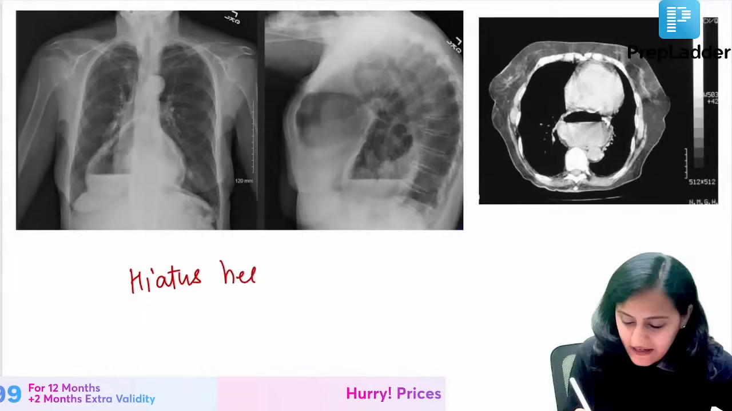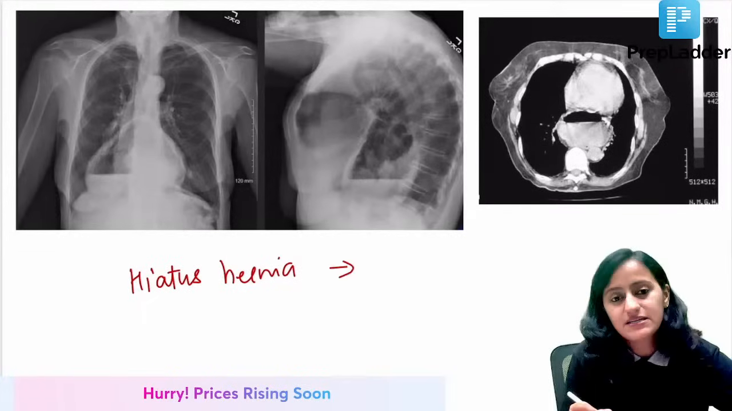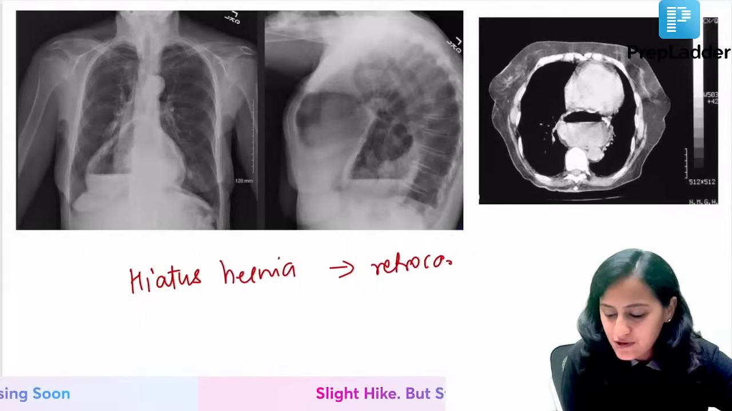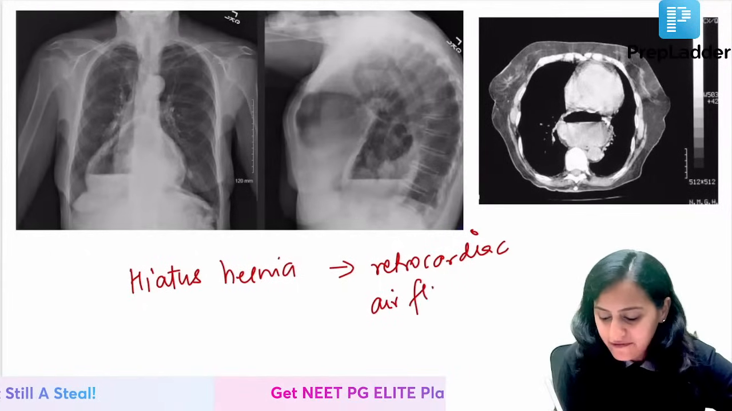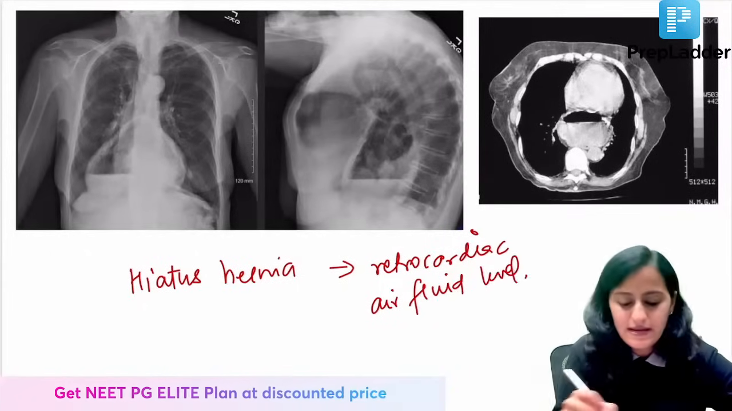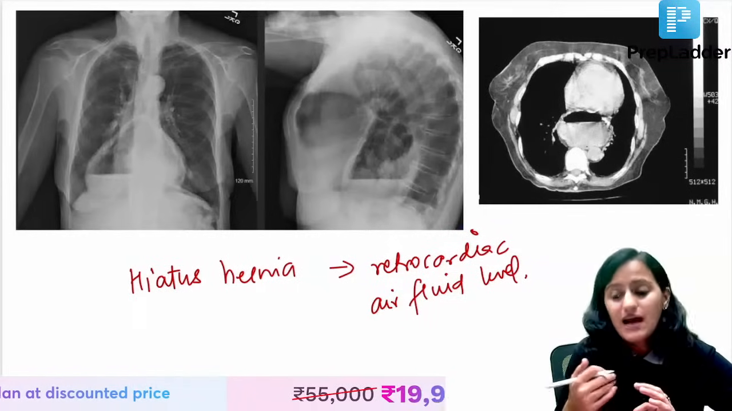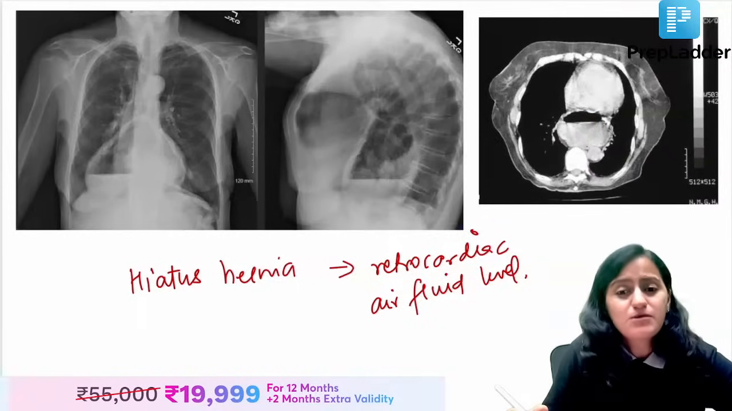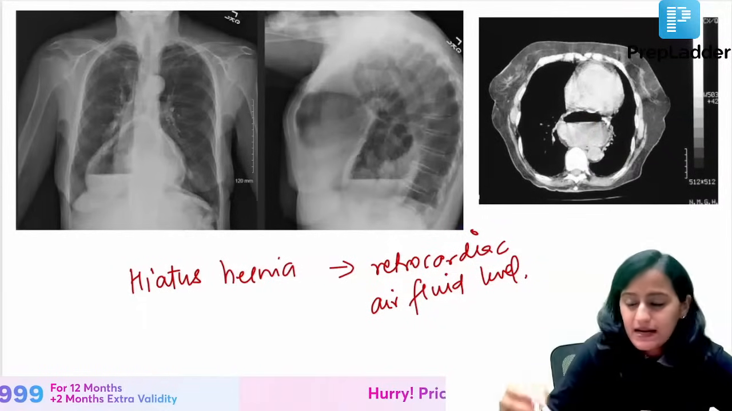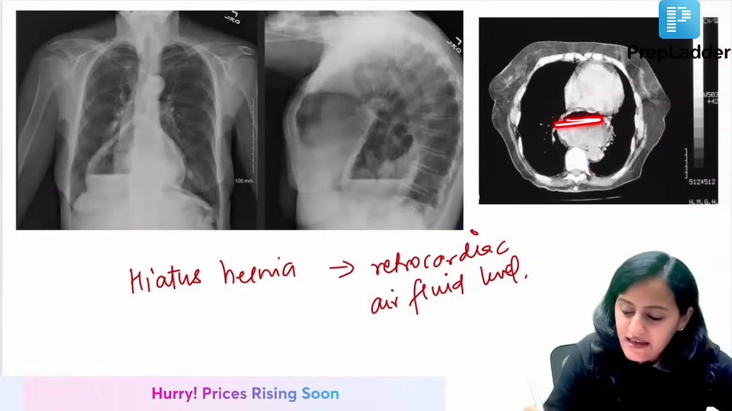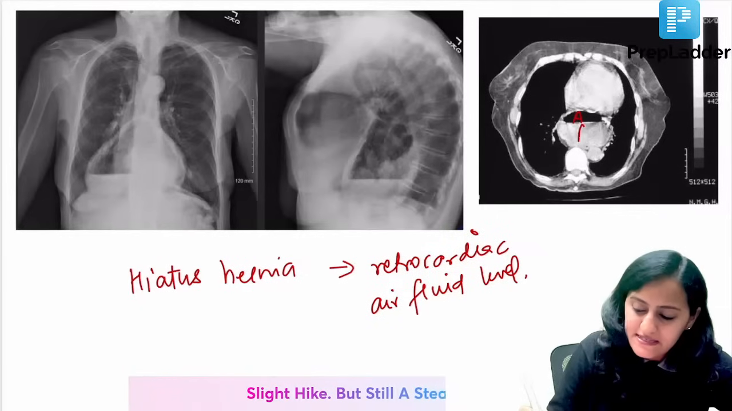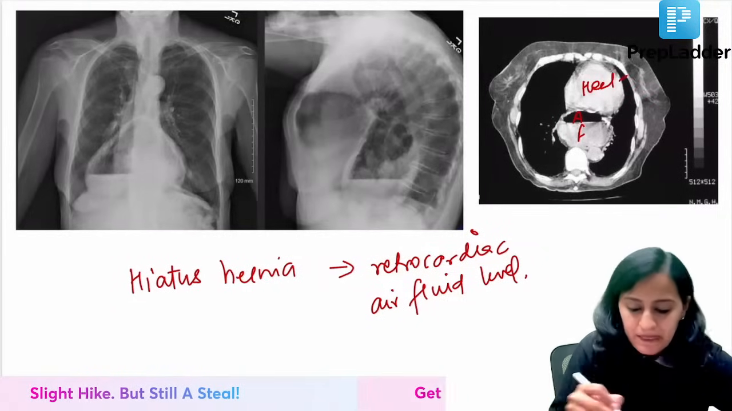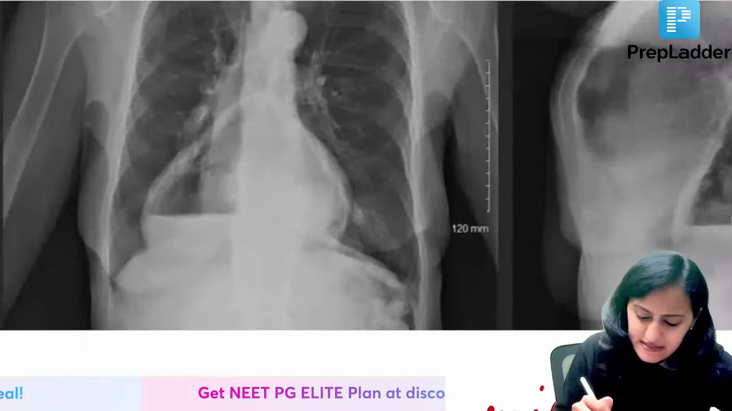Remember, if they give you a description for hiatus hernia, that will be like a retrocardiac air fluid level is seen. Why retrocardiac? Because the esophagus, you know, comes behind the heart, behind the left atrium. So when the stomach also comes up, you will see this air fluid level retrocardiac. The air fluid level is present here. This is the heart. Here also you are seeing there is some air fluid level.